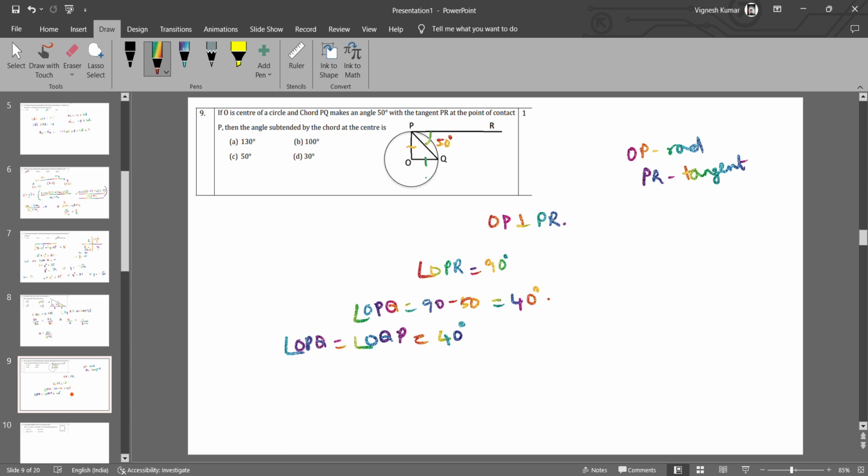And so now it is so easy for us to find the angle POQ. Since in the triangle POQ we have two angles, it is very easy to find the angle POQ. So angle POQ is equal to 180 degree minus 40 plus 40, which will give us 180 minus 80, which is 100 degree.